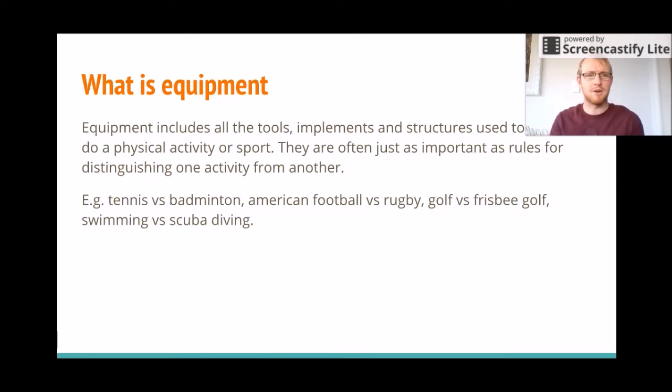Golf versus frisbee golf. Pretty much the exact same sport, but you couldn't expect a golf player to go and be an awesome ultimate frisbee golf player because the equipment is so different. And lastly, I've got swimming versus scuba diving. Obviously, both involve moving through the water efficiently, but they're quite different sports or physical activities.